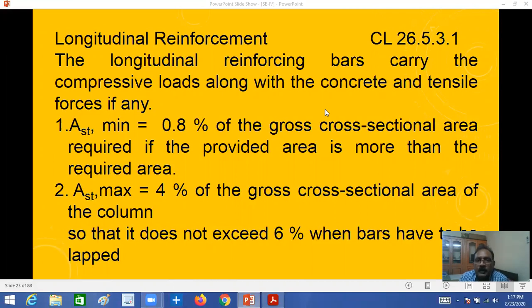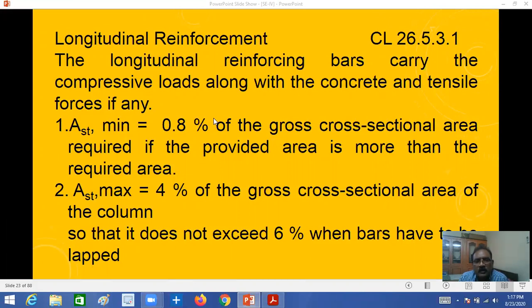As per clause 26.5.3.1, longitudinal reinforcement. There are minimum and maximum reinforcement limits. Minimum reinforcement in columns is 0.8% of the cross-sectional area provided, and it should not exceed 6%. Generally, these two are very important points, 0.8 and 6%.